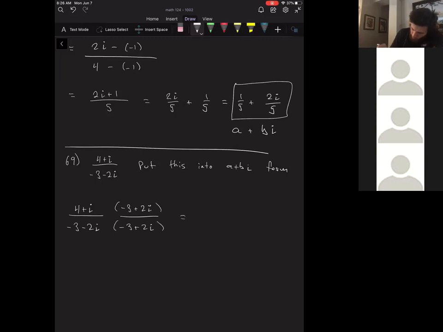Okay, so now on the top, we have to FOIL. So we're going to have 4 times minus 3 is minus 12. 4 times 2i is 8i. i times minus 3 is minus 3i. i times 2i is 2i squared. And on the bottom, again, we have that same thing. Here's our a minus b, a plus b. So we basically just do a squared minus b squared. So a is minus 3, so we're going to have minus 3 squared, minus, and then b squared, which is 2i squared.